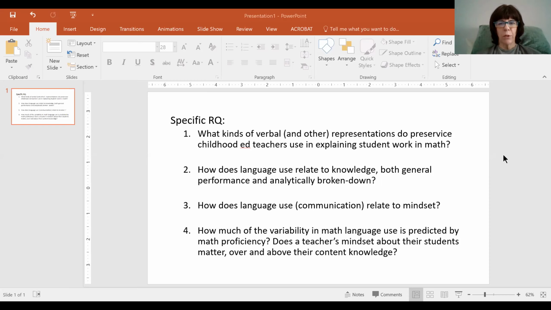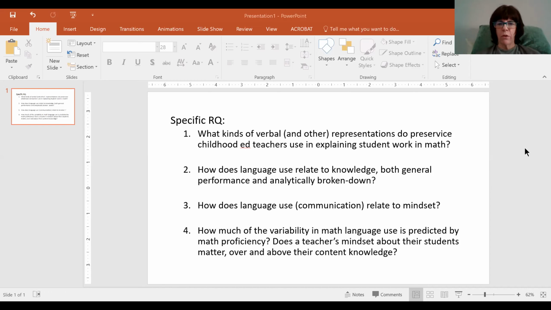You'll see under research question 2, both general performance, which is a basic math test, and broken down performance on specific, different breakdown of performance into procedural knowledge and conceptual knowledge for 4 different problems. So very specific measurement of math knowledge.